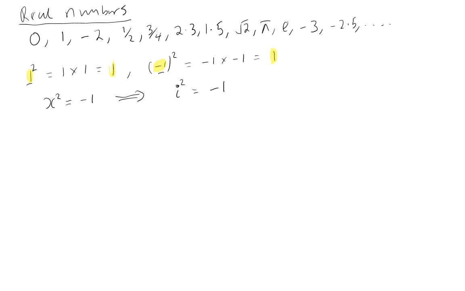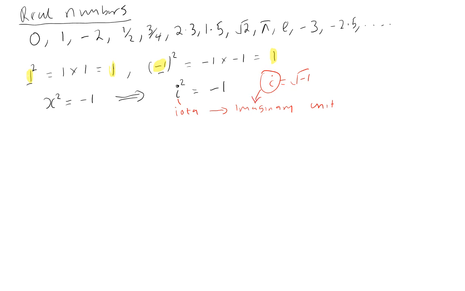And they call this number, this iota, the imaginary unit. So just like 1 in the real numbers is called the unit number, this iota is called the imaginary unit. Only the iota, and the iota is equal to root of minus 1.